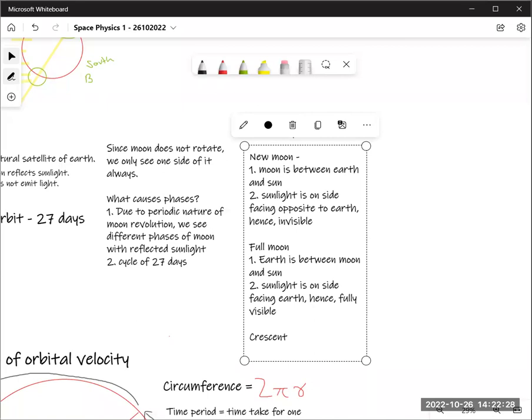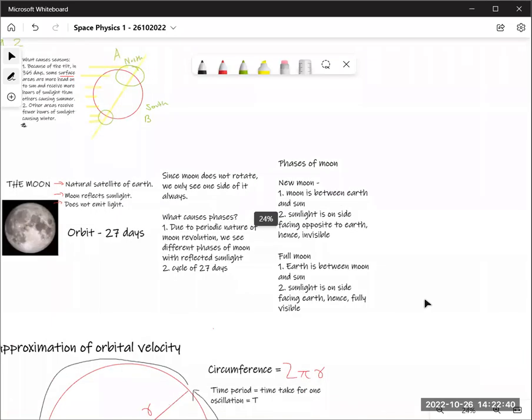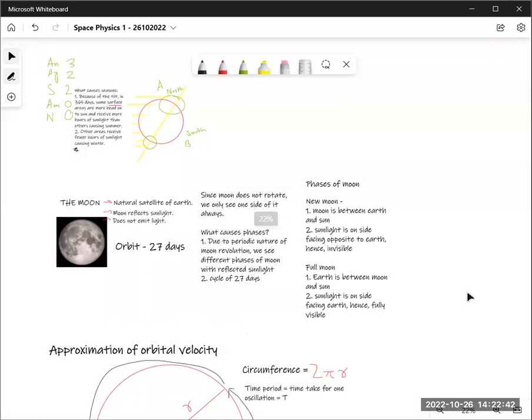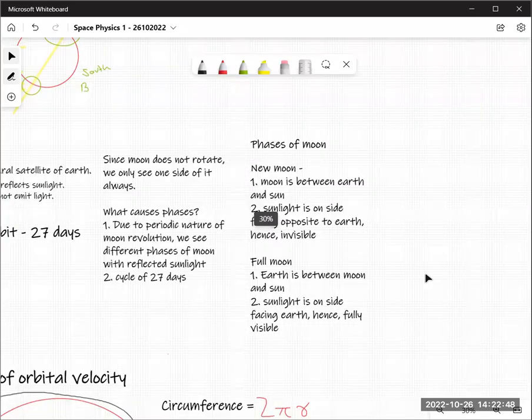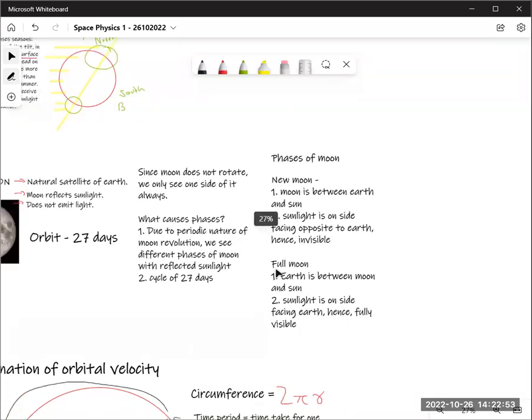Now, one last thing is the crescent, which you need to know. Don't we have waning, waxing, and gibbous and all that? Now that's in the diagram, but they don't ask you why that happens, right? But they will ask you why new moon and full moon happens. Is that clear? Okay.